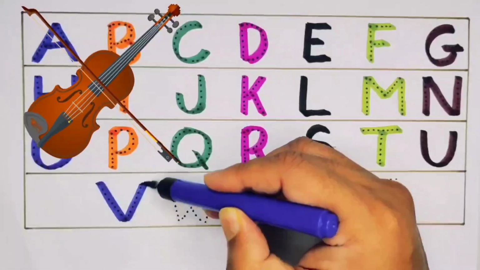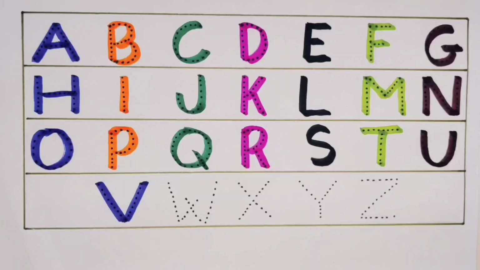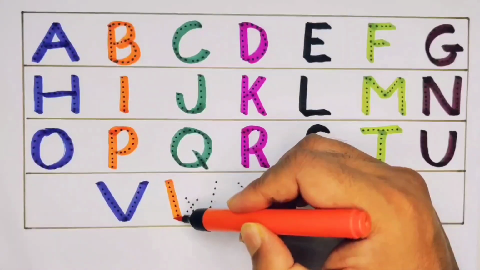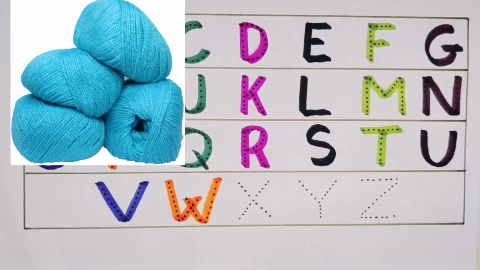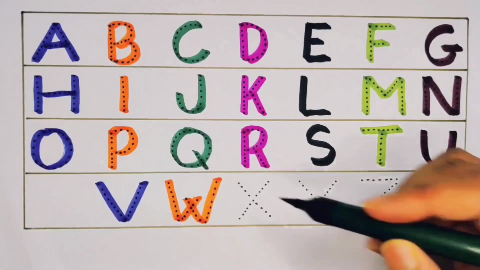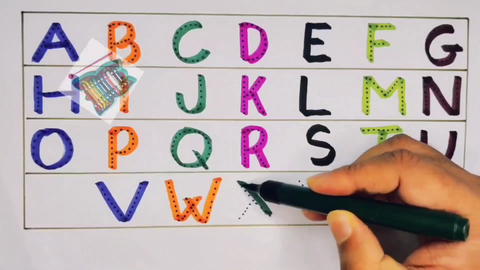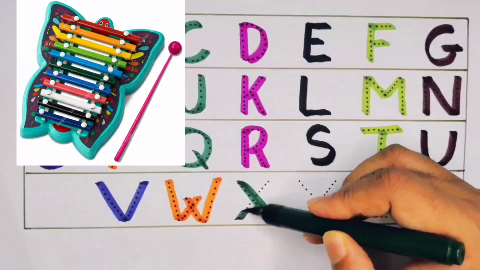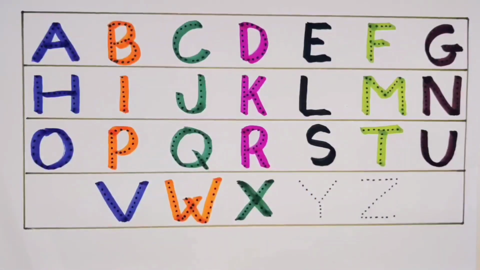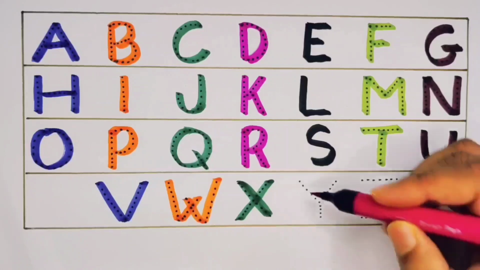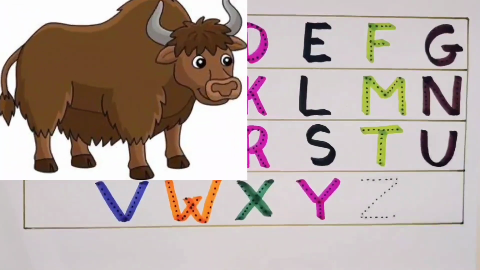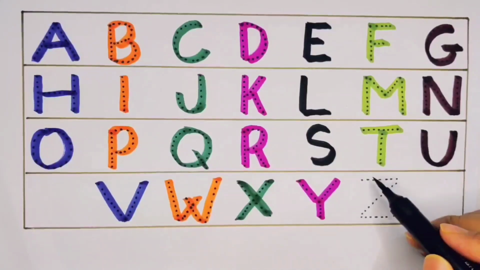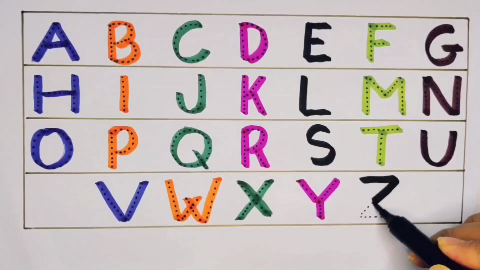V. V for violin. W. W for wool. X. X for xylophone. Y. Y for yak. Z. Z for zebra.